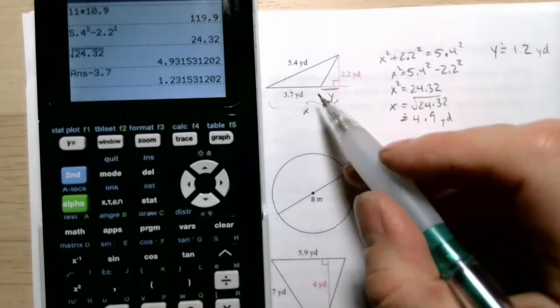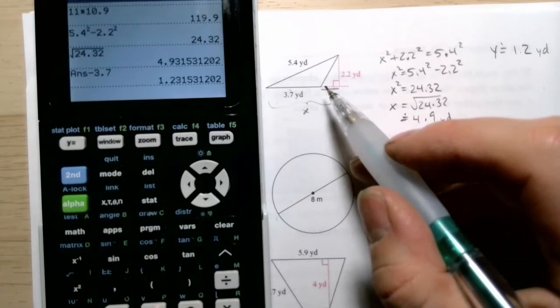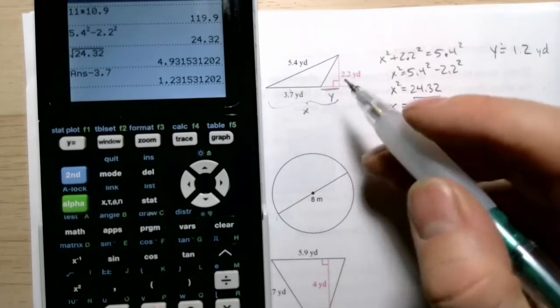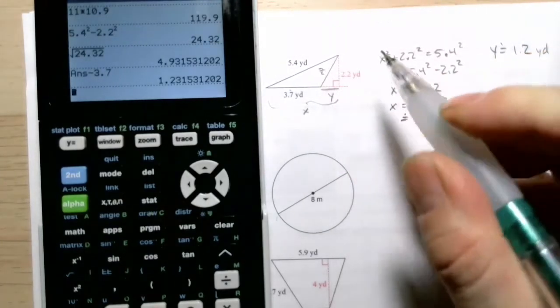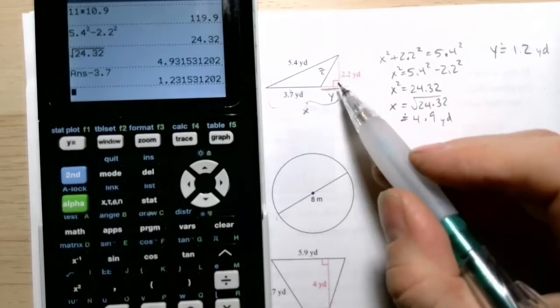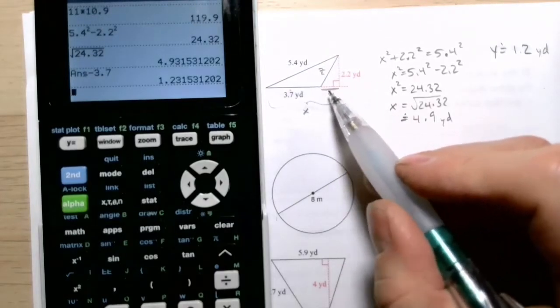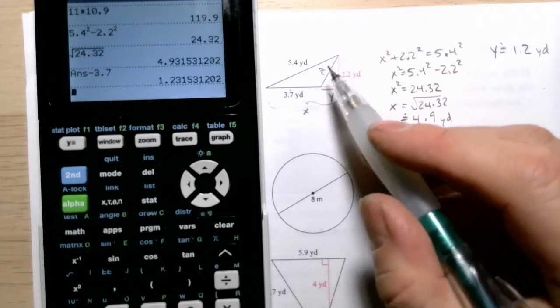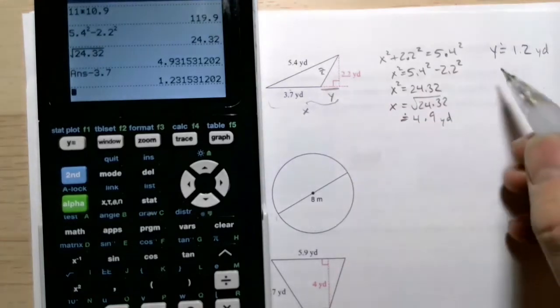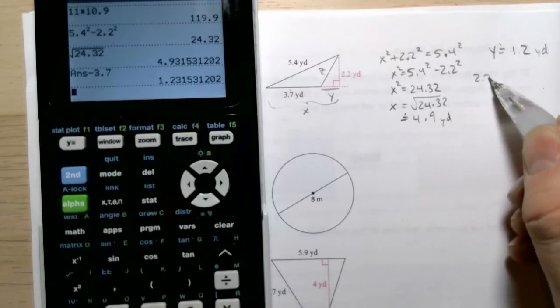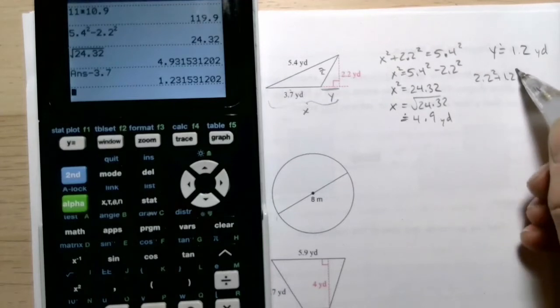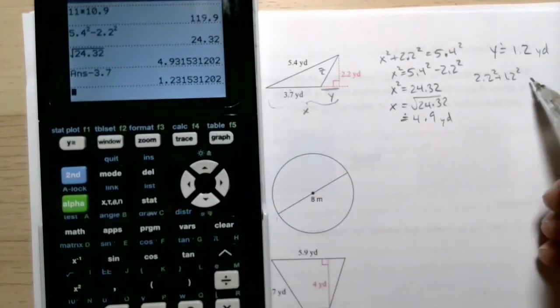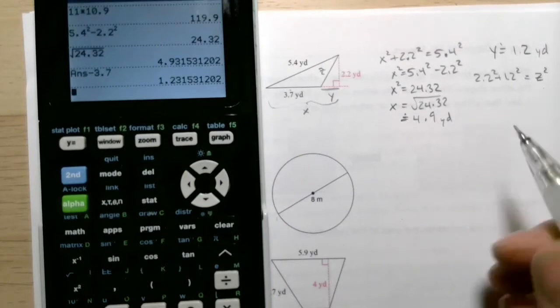Now I can focus my attention specifically on this triangle right here. I know what the height of this right angle triangle is, and I know what the bottom length is. So I'm going to use this to figure out what my hypotenuse is. So 2.2 squared plus 1.2 squared, using the number that's on my calculator, is going to equal z squared. That's what I want.